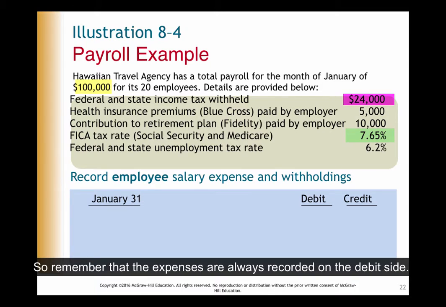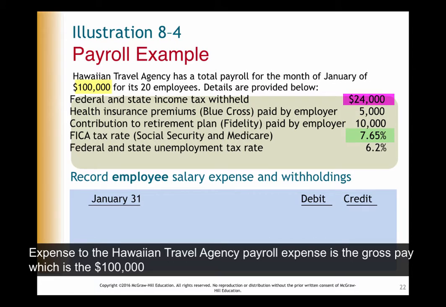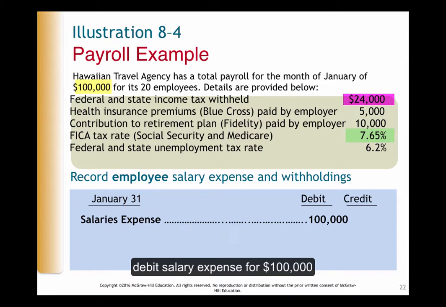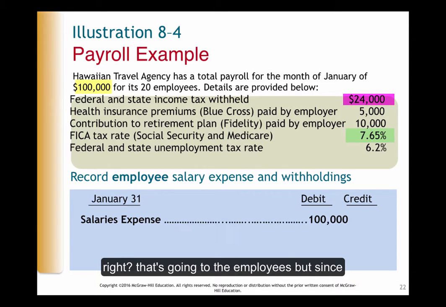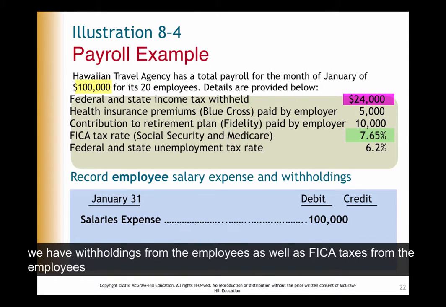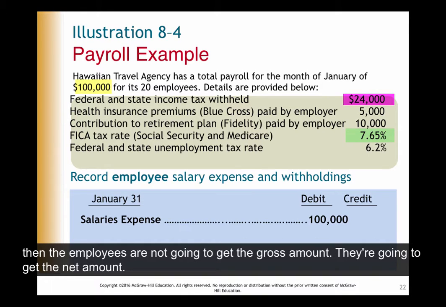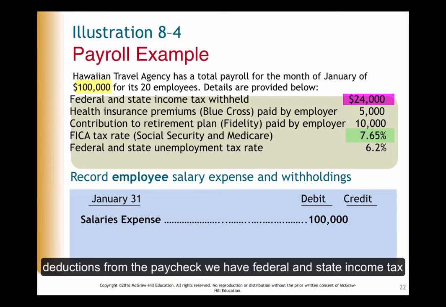Okay, so let's look at the accounting entries. Remember that expenses are always recorded on the debit side. The expense to Hawaiian Travel Agency for payroll is the gross pay, which is the $100,000. So we have to debit salaries expense for $100,000. On the credit side, we normally would have had $100,000 in salaries payable, right? And that's going to the employees. But since we have withholdings from the employees, as well as FICA taxes from the employees, the employees are not going to get the gross amount. They're going to get a net amount.